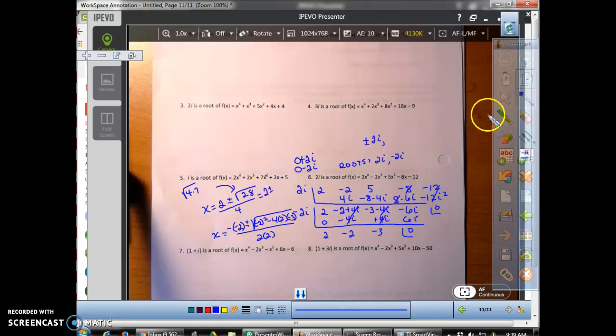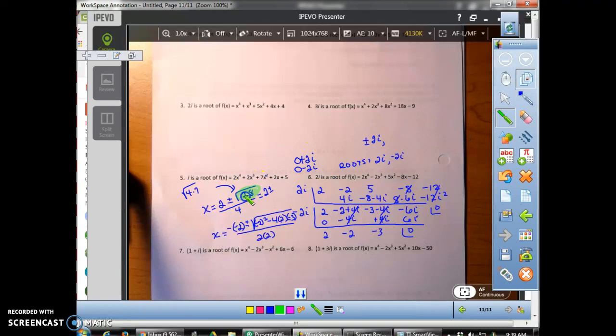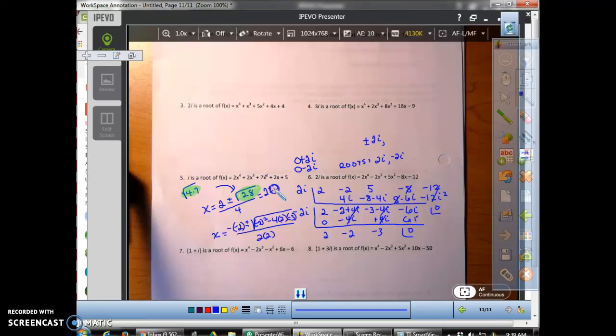And then all of this is going to be replaced with the square root of 2 times 7. I'm sorry, 2 times the square root of 7, all over 4. And then all three of these values, the 2, this 2, and this 4, are all divisible by 2. So when I do that division, I get this. So the other two roots are 1 plus and minus square root of 7 over 2.